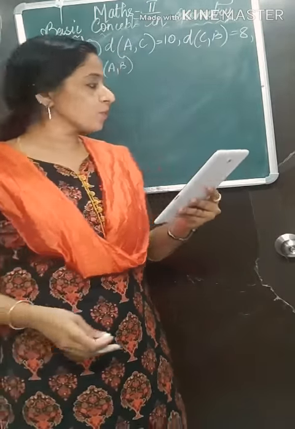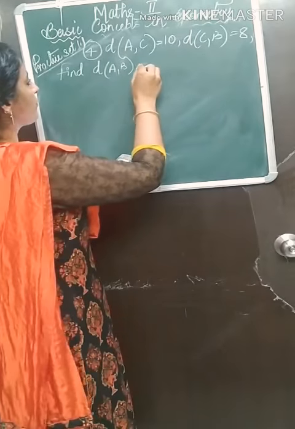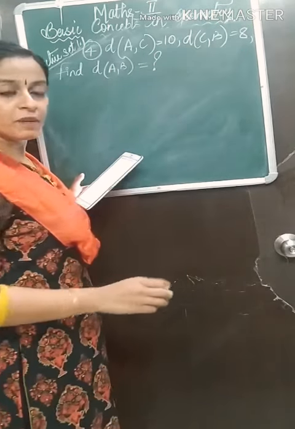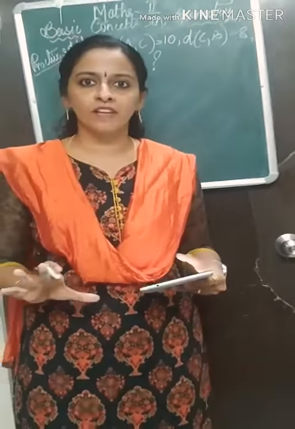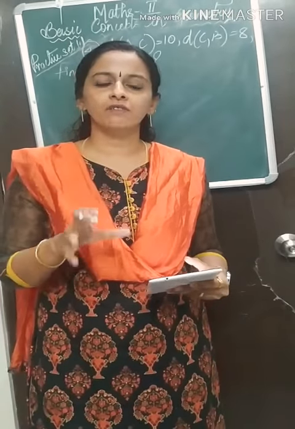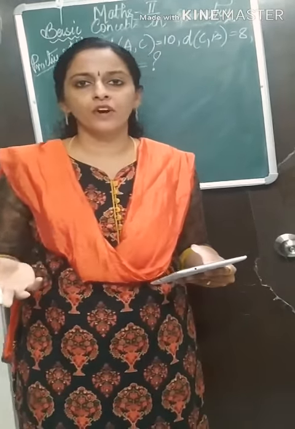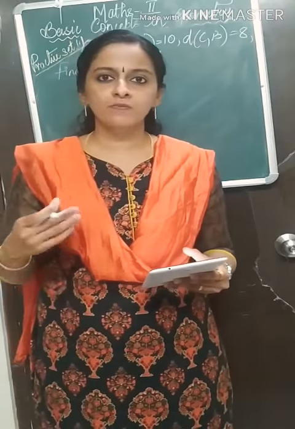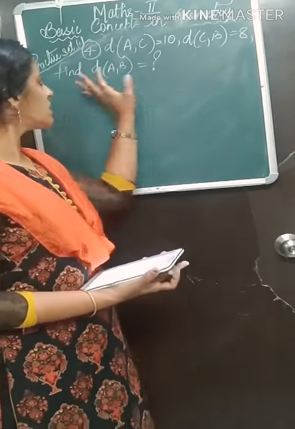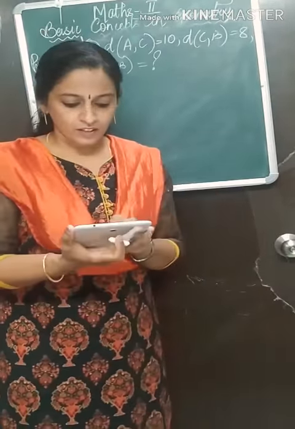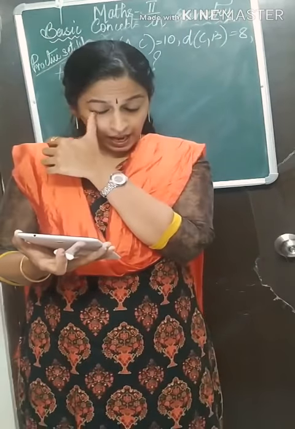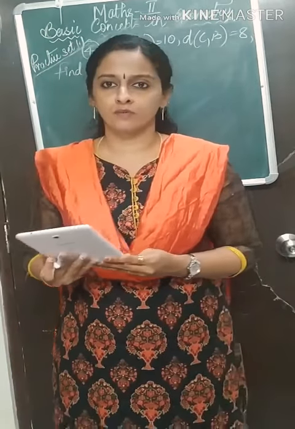Find the distance between A and B. So this we have to find out. In the previous sums, all the distances were given. We just had to find out whether the points are collinear or not, and if collinear, which point is between. Now here, one distance is missing. So we have to find out the distance between A and B considering all possibilities.